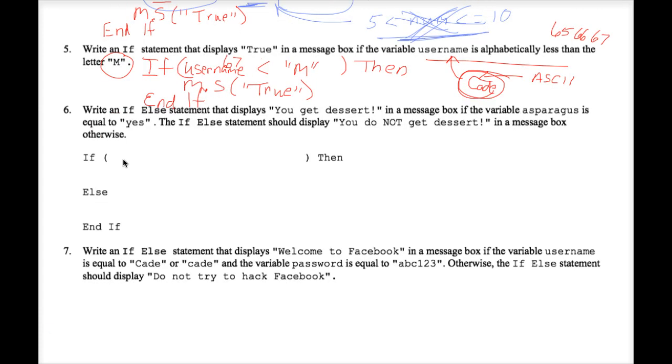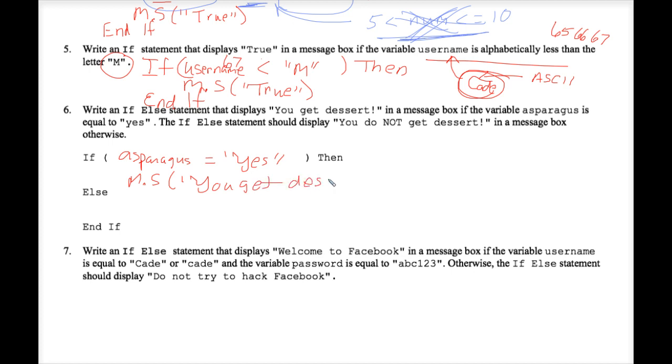Okay, number 6. The answer is, it's an if-else statement. So if asparagus is equal to yes, we put the original answer that we had up in problem number 1 up here. Asparagus, I have to do this quickly because I'm running out of time. That equals yes in double quotes. In that case, we indent for good style, messagebox.show, you get dessert.